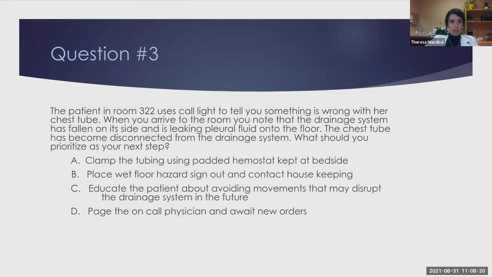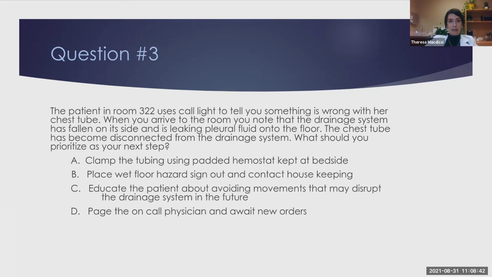And then question number 3 here. The patient in room 322 uses call light to tell you that something is wrong with her chest tube. When you arrive to the room, you note the drainage system has fallen on its side and is leaking pleural fluid onto the floor. The chest tube has become disconnected from the drainage system. What should you do, or what should you prioritize as your next step?